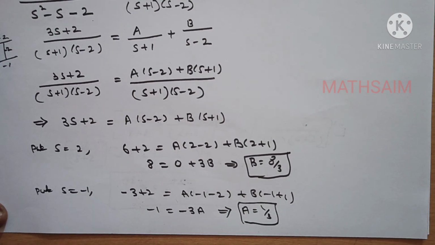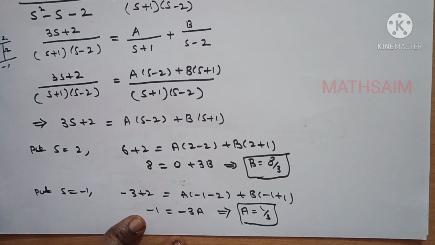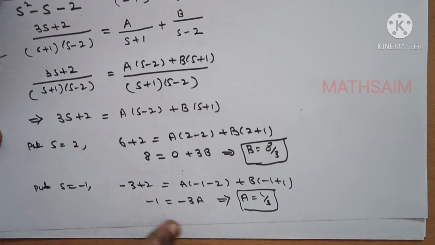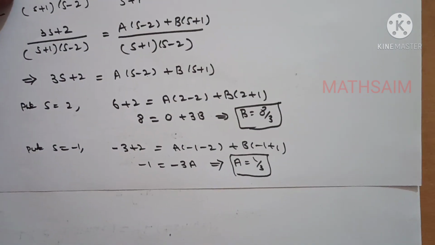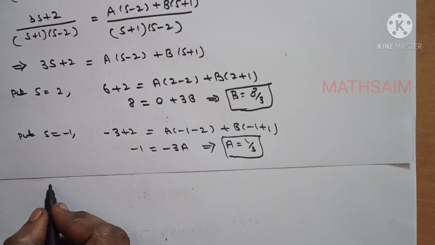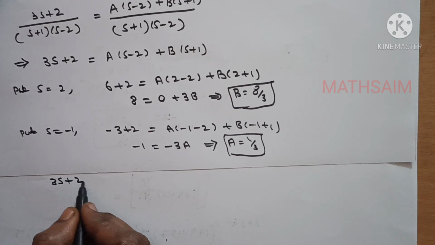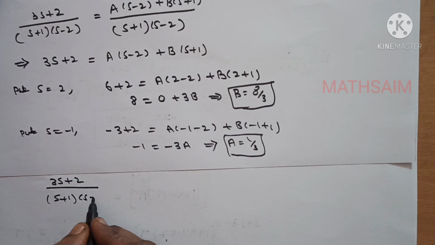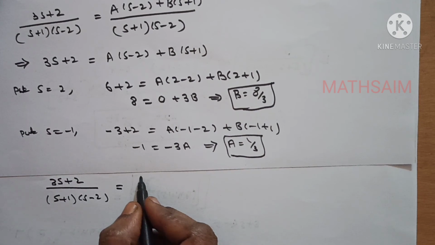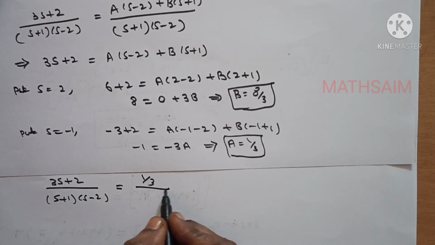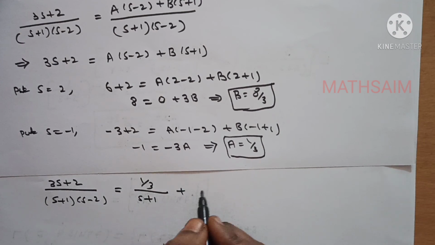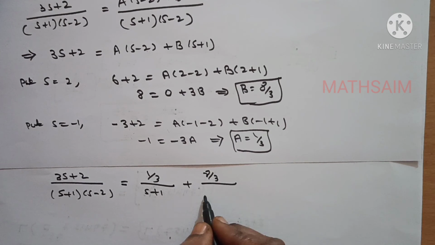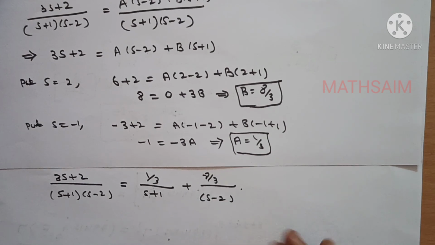Now what are you going to do? We just found the values of A and B, okay? Using this we have to go further. That means we are going to use the inverse concept, that's all. So (3s plus 2) by (s plus 1)(s minus 2) is going to be written as A, which is 1 by 3, divided by s plus 1, and then B, which is 8 by 3, divided by s minus 2, that's all.